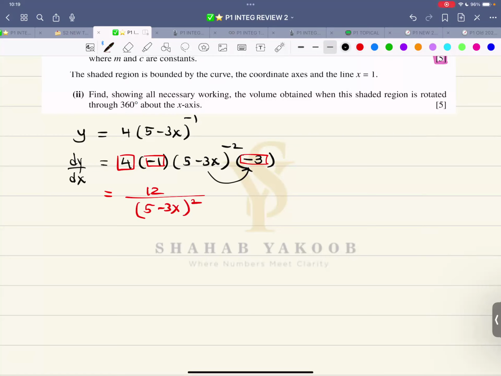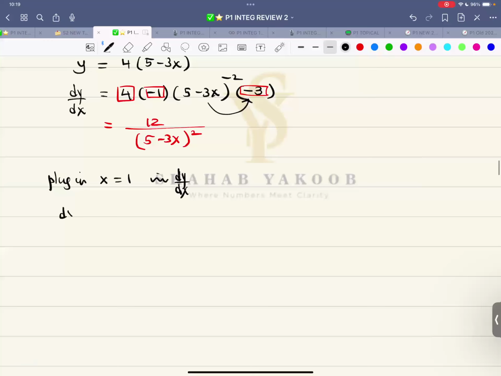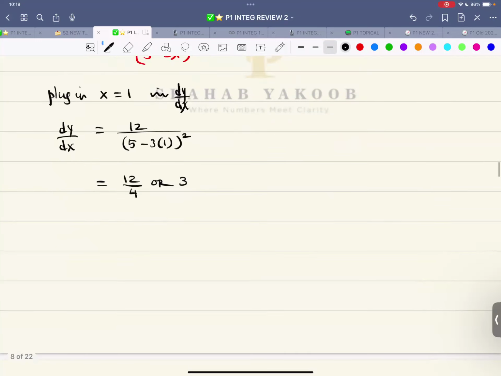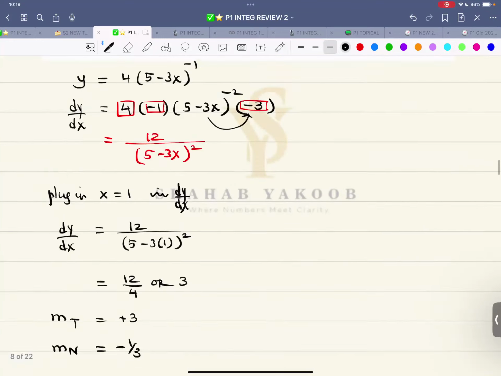Now let's plug in x is equal to 1 in dy by dx. So therefore dy by dx is equal to 12 over 5 minus 3 into 1, whole squared. 5 minus 3 is 2. 2 squared is 4. 12 over 4 comes out to be 3. The gradient of the tangent is positive 3. The gradient of the normal is negative 1/3, the negative reciprocal.